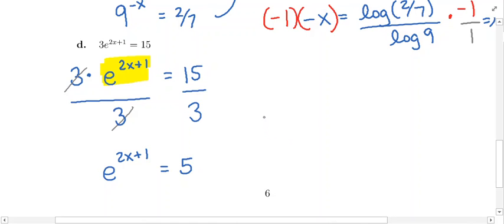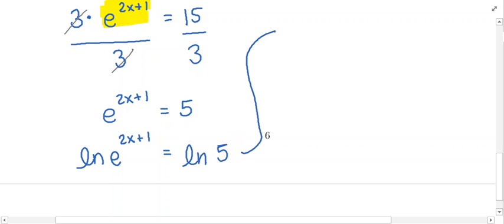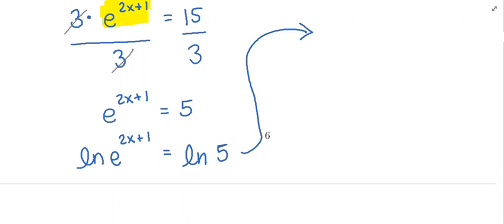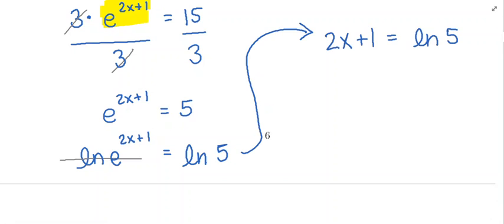Okay, so in the next step, I'm going to take the natural log of both sides. The natural log of e to the 2x plus 1 is equal to the natural log of 5. If I take the logarithm of one side, I've got to do it for the other side. Okay, all right, what happens? Well, we learned a property in one of the prior sections that if e and natural log are side by side, and they are, there's nothing in between them, they're going to cancel, and the entire exponent is going to come down. So we're going to get that 2x plus 1 is equal to the natural log of 5. Okay, natural log of 5 is a crazy number. Leave it alone.